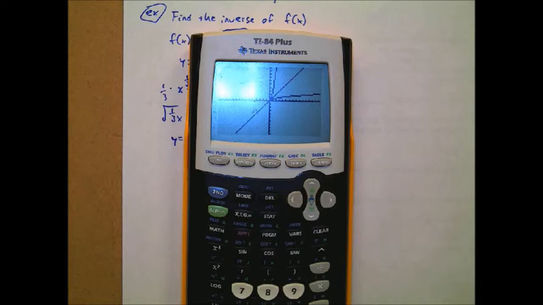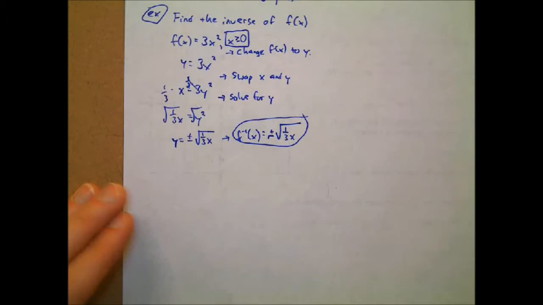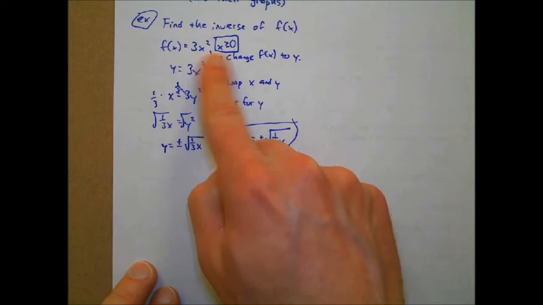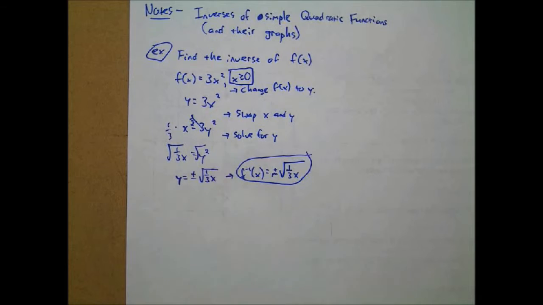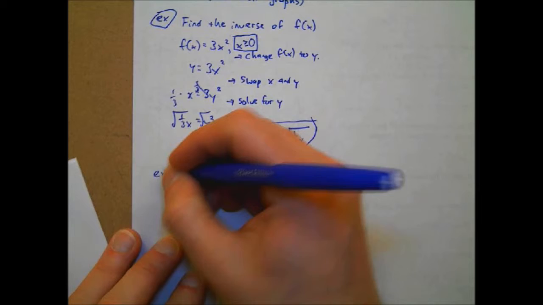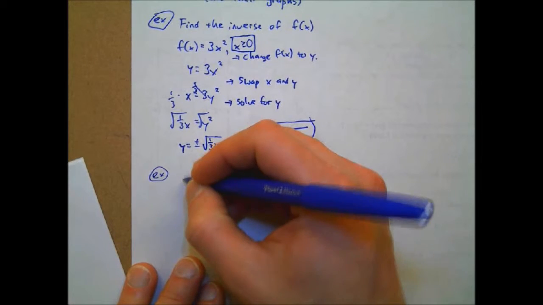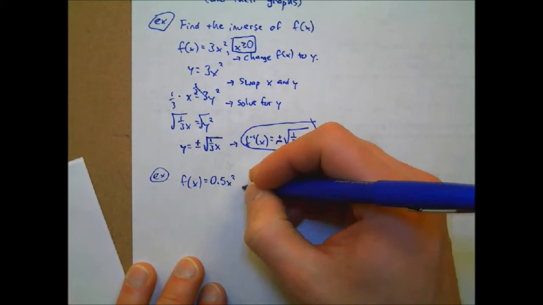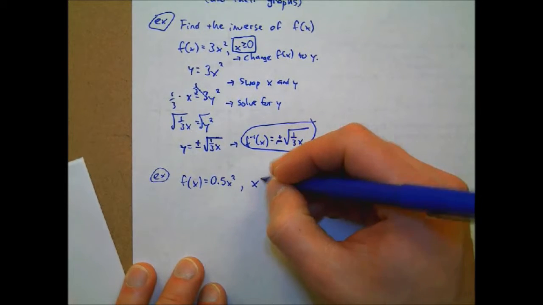We don't want our inverse to not be a function. All right, so that's why you're going to see me writing these little restrictions at the start here for the next problem that we're going to do, because we want the inverse to also be a function. Okay, so let me go through a few more here just to help clue you in with that. So let's do f of x equals 0.5 x squared for x greater than or equal to 0.